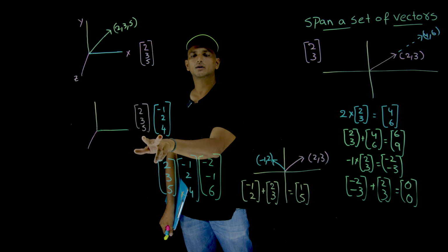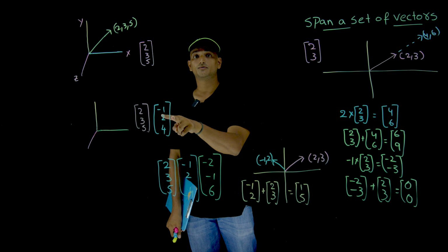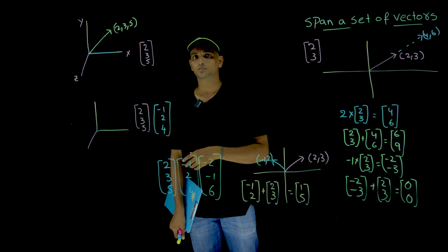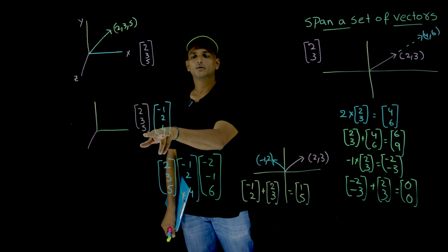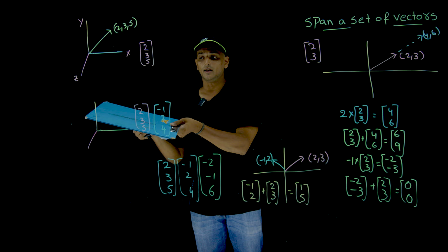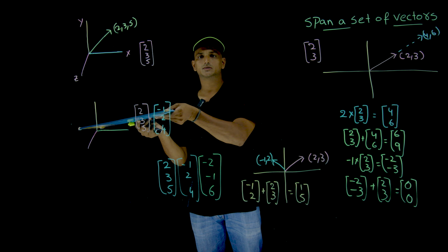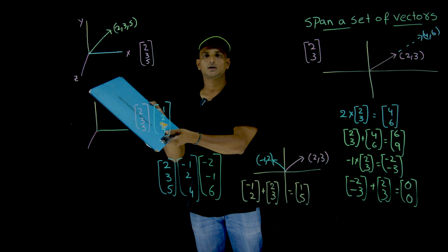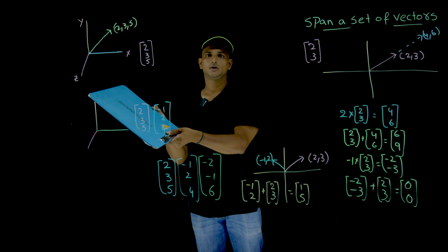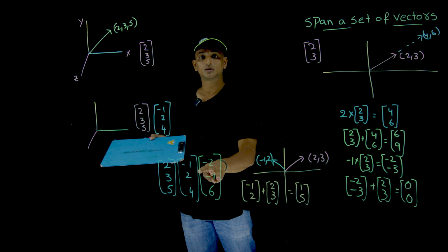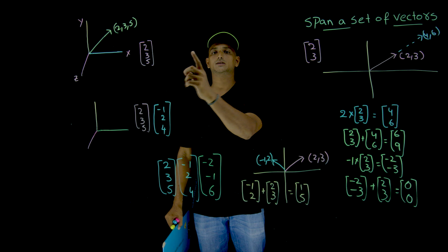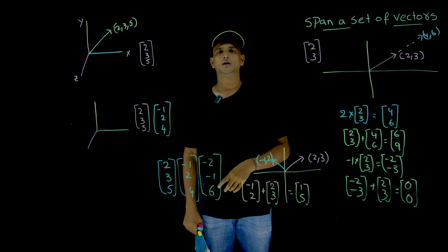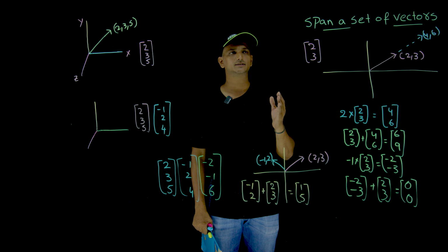Similarly, if you are given 2 vectors in 2 different directions, you are able to span a plane in 3-dimensional space. If both are in the same direction, you are not able to span a plane, it will go in the same direction. As the vectors change, the plane changes. Similarly, if you are given 3 vectors moving in 3 different directions, you are able to span this entire space. Hope you understand what spanning a set of vectors means.